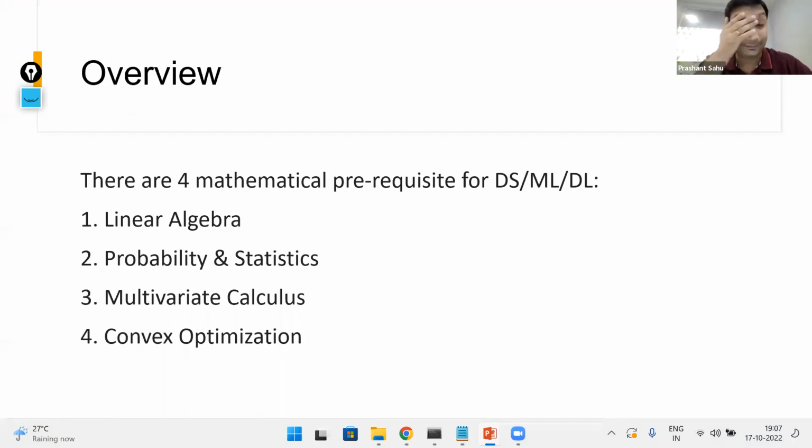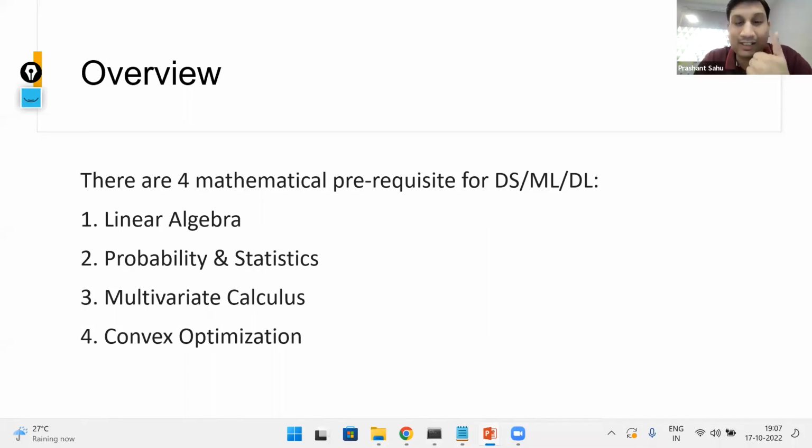Before that, these are the four mathematical pillars on which data science, machine learning, and deep learning are standing. One is, of course, linear algebra, and another is probability and statistics. Anyone who wants expertise in data analytics, business intelligence, and business analytics needs probability, statistics, hypothesis testing, and confidence intervals. For those interested in machine learning, deep learning, and data science, the remaining three topics are very important.